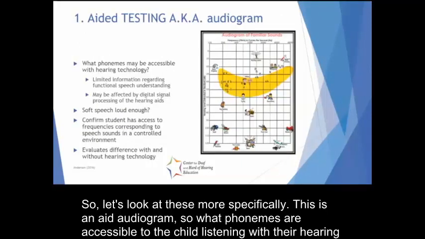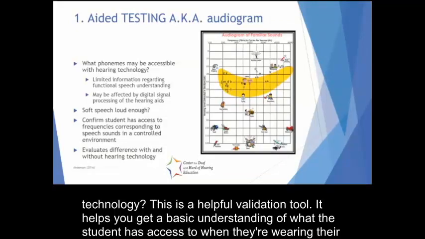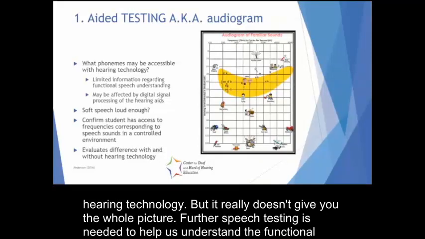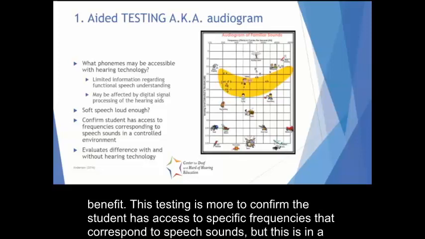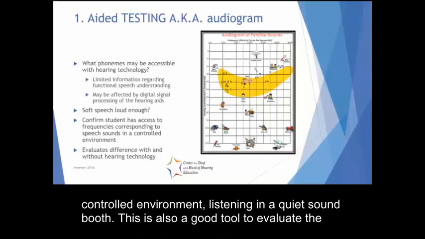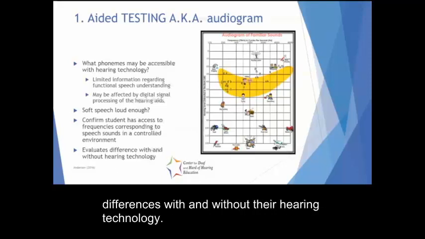This is an aided audiogram. So what phonemes are accessible to the child listening with their hearing technology? This is a helpful validation tool. It helps you get a basic understanding of what the student has access to when they're wearing their hearing technology, but it really doesn't give you the whole picture. Further speech testing is needed to help us understand the functional benefit. This testing is more to confirm the student has access to specific frequencies that correspond to speech sounds, but this is in a controlled environment, listening in a quiet sound booth. This is also a good tool to evaluate the differences with and without their hearing technology.